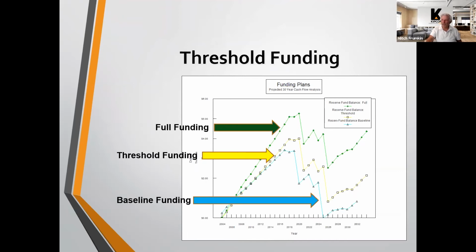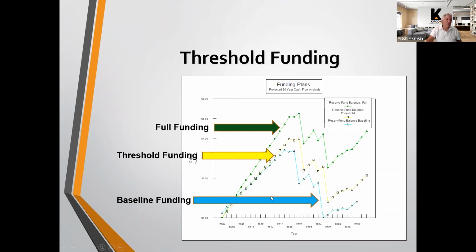So do you feel comfortable and adequate if it's at baseline? I would doubt it. Do you feel comfortable and adequate if it's at full funding? You should, but you're setting aside more money than you need to. So what do you set your threshold at to determine your adequacy? Does anybody have any questions about the funding plans?